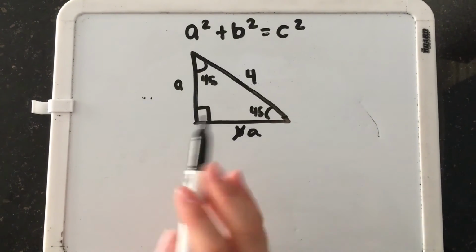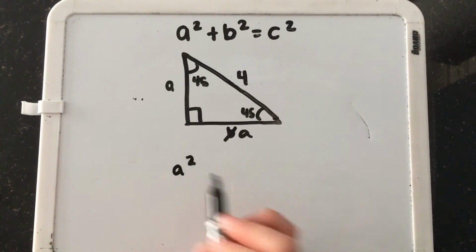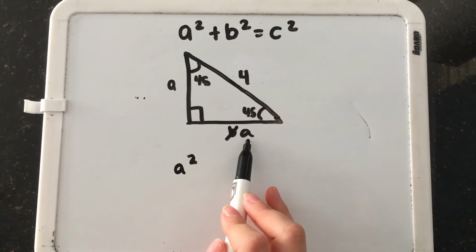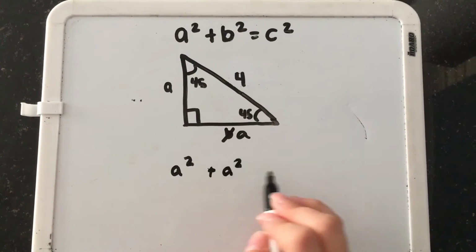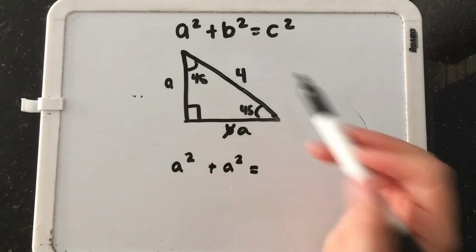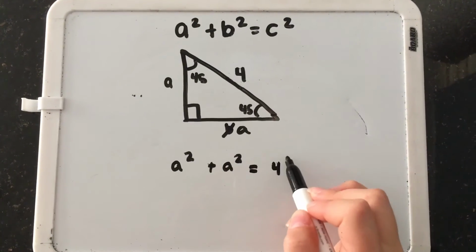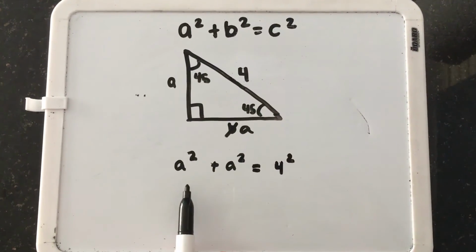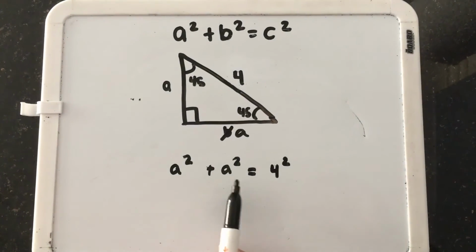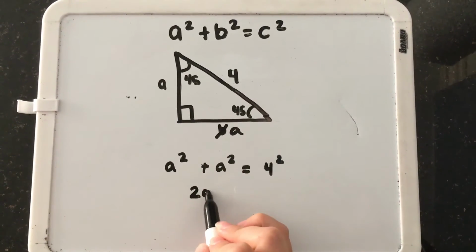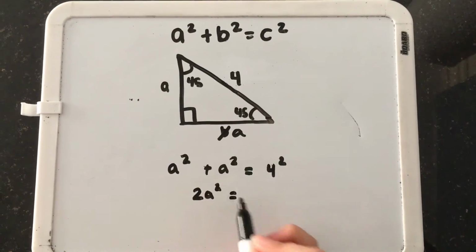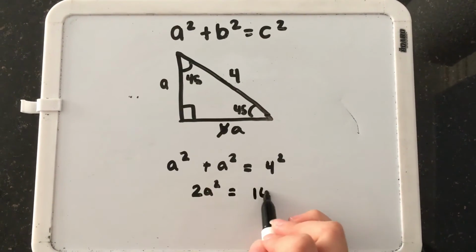Our a term is a squared, and our b term, which we're calling a, so we're going to square it, equals c squared, which is just 4 squared. Now on the left side, we have a squared and a squared. So that is 2 a squared. And that's going to equal 16.